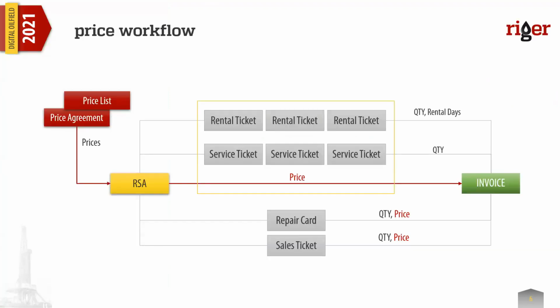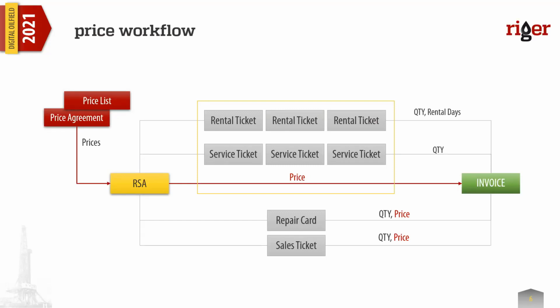Now, how the prices are applied throughout the workflow, throughout the whole chain of documents in one single job. We have three major stages on each job. The first stage is the rental service agreement itself. When you set up a job, you specify the client, you choose the location where this job will be done, and you fill out the rental service agreement with all the rental equipment items and all the services that will potentially be provided to this client.